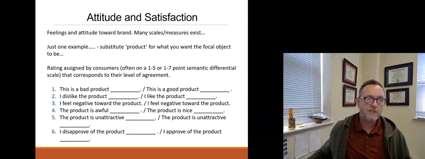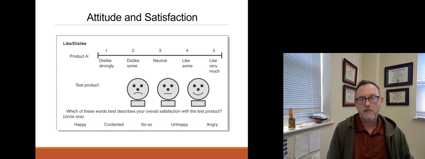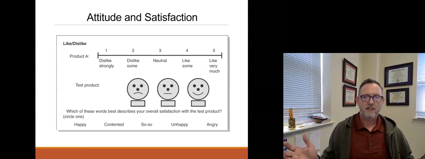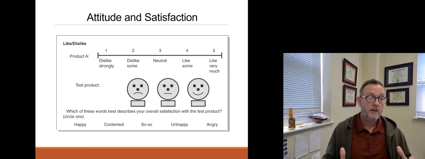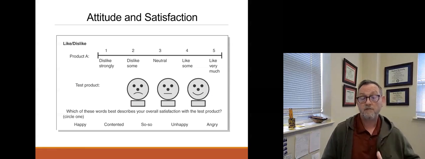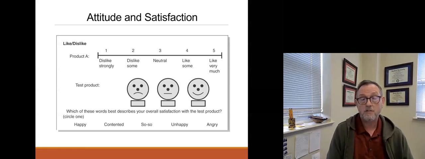Here's another example of some type of scales that you could use for satisfaction. You could use pictures. You could do just a single item type of a scale that ranges between strongly like or strongly dislike. That's called a like scale. Or you could use other types of labels: happy, contented, so-so, unhappy, and things like that.